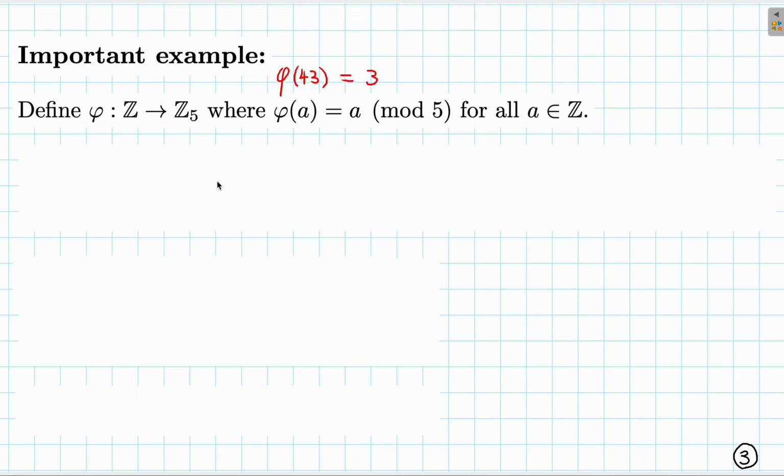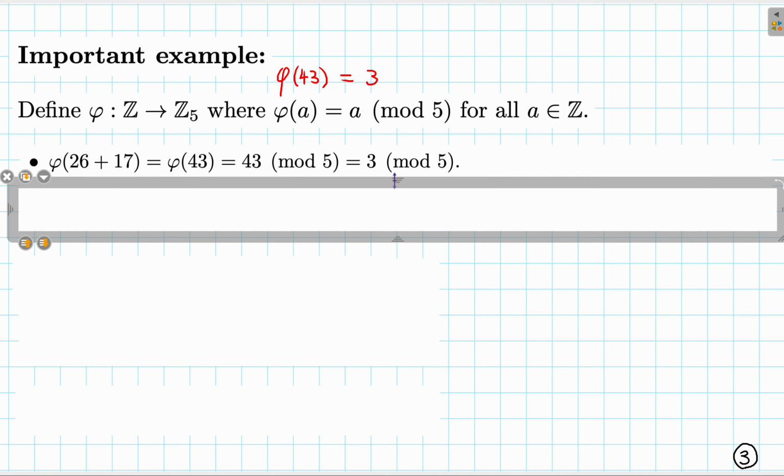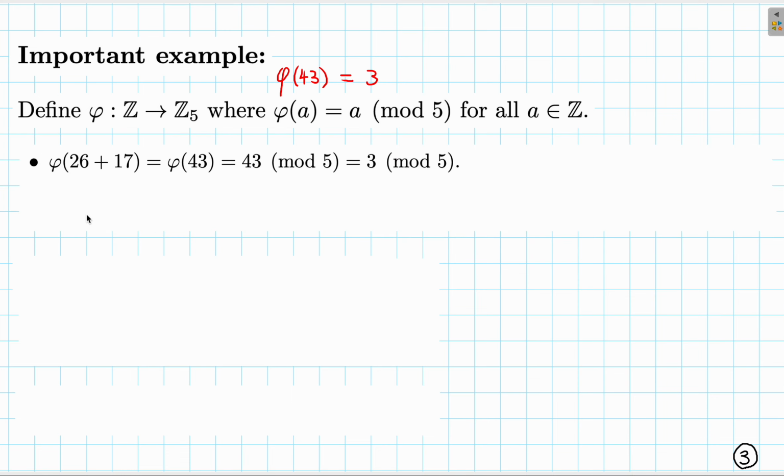So to verify that phi is in fact a homomorphism, let's do a couple of calculations. First, we can compute phi of 26 plus 17. So we're adding these integers first in Z and then applying phi to it. And so let me label this plus sign with a Z to emphasize that we're adding in Z first. And so that gives us phi of 43. That's the reduction map, so 43 mod 5 is 3.